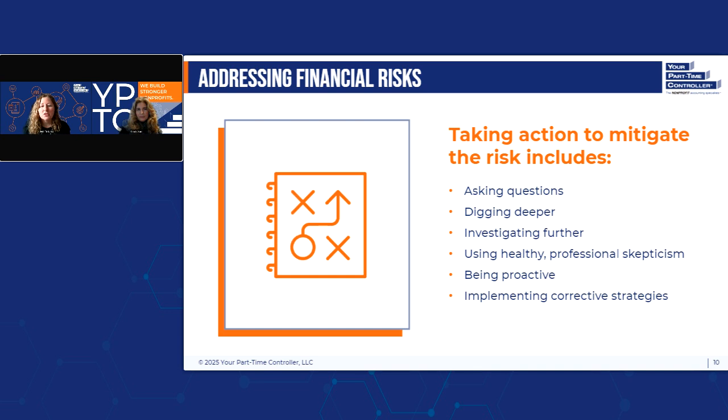So let's talk about what to do when you spot red flags. The simple answer is act immediately. Red flags are cues to take action. We've listed at the top here what we think is most important. Ask questions. You want to dig deeper, investigate further, and really figure it out. We encourage you to use professional or healthy skepticism, and that really means critically questioning and evaluating the information that you are looking at. That will really help you spot red flags. And then you'll implement corrective strategies to mitigate the risk. Sounds pretty simple, right? We're going to show this process in action in the next section.